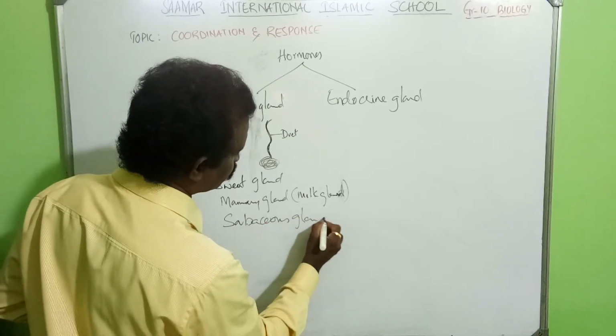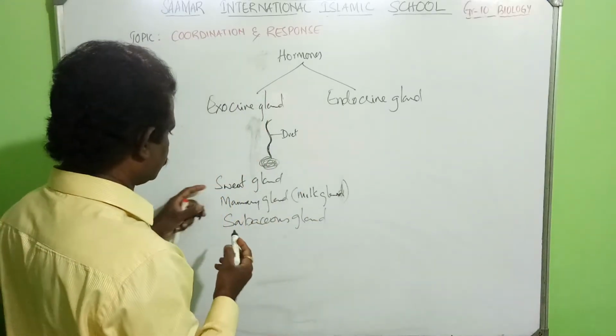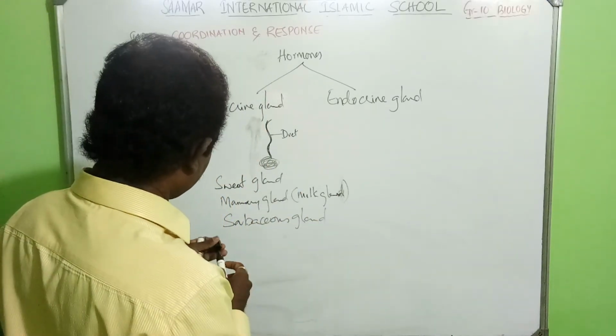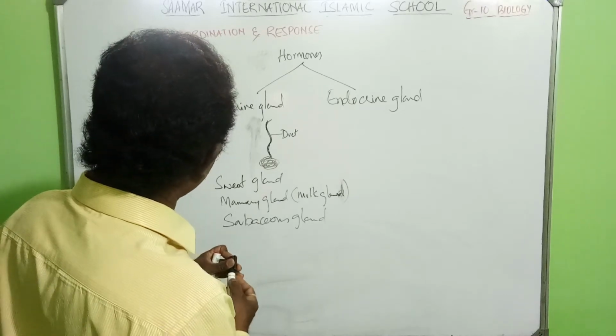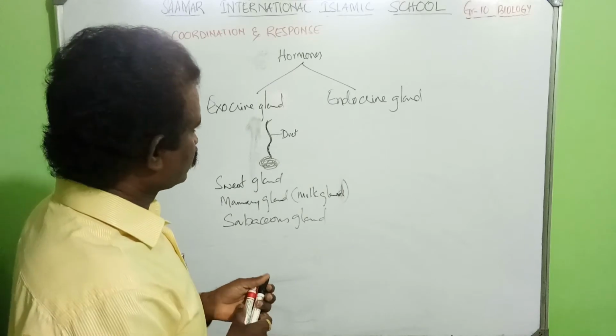This is called oil gland. Some people, you can see their face looks oily. This is sebaceous gland, sweat gland. Now some of these are called the exocrine gland, whereas endocrine gland.